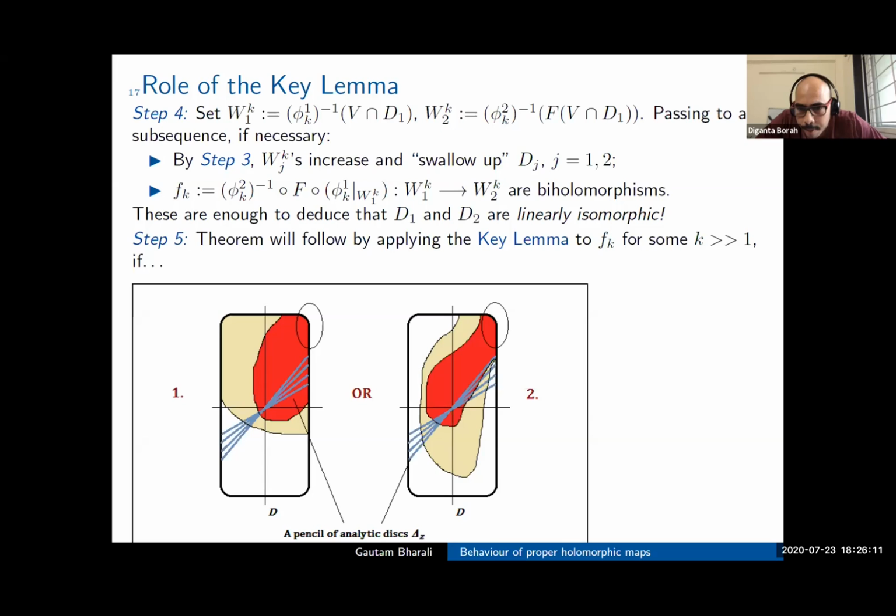Is pseudo-convexity used to cook up plurisubharmonic absorption functions near the boundary?